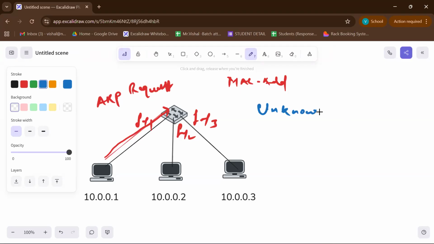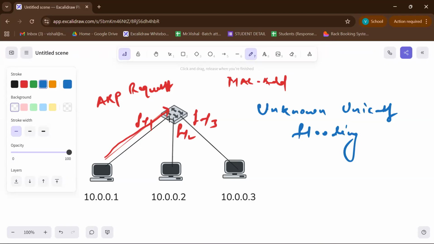But the actual term, what I told you, is unknown unicast flooding. Who does this? The switch does. What does this switch do? It is going to send an unknown unicast flooding message asking whoever has this 10.0.0.3 IP to reply with its own MAC address information.